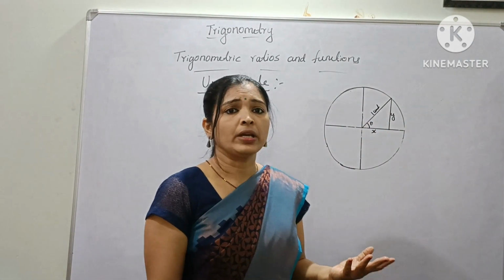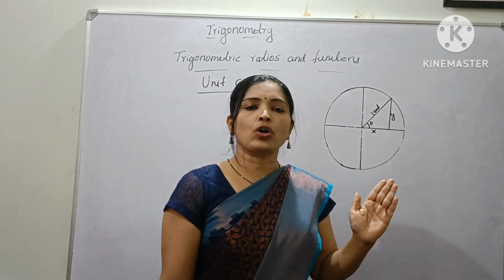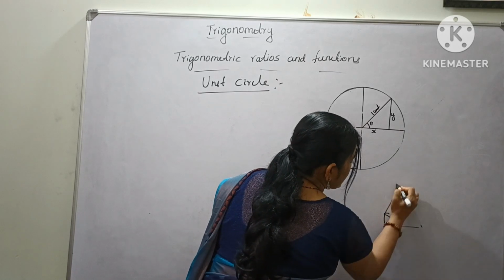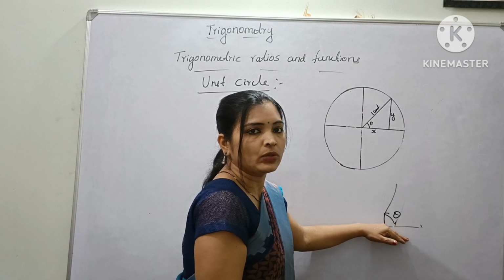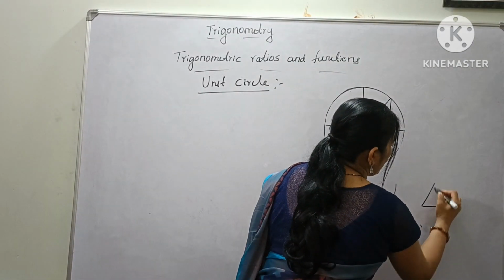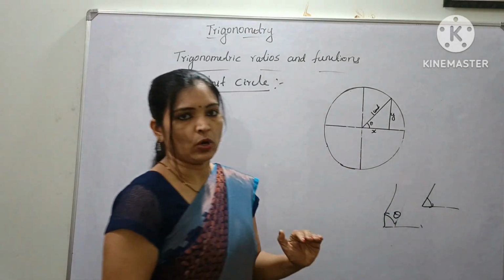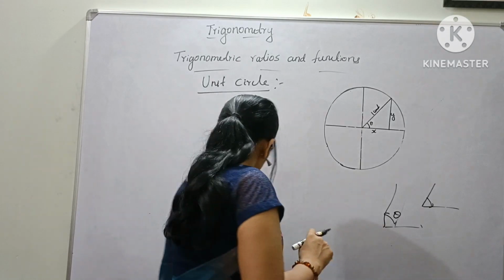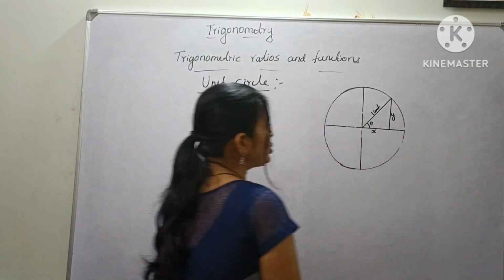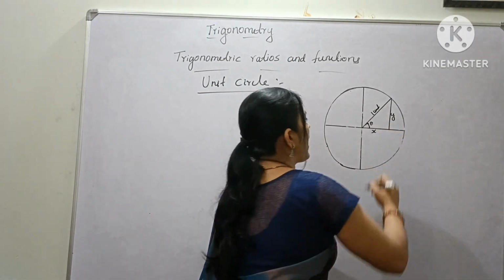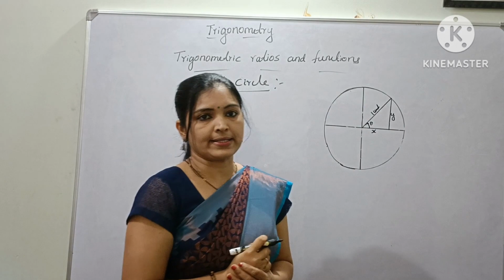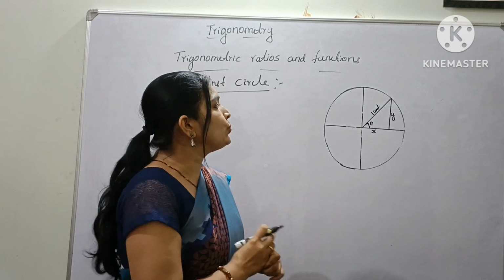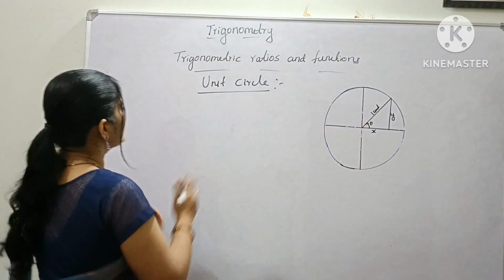What is positive angle? If a ray is rotating in anti-clockwise direction, then it makes a positive angle. If a ray is rotating in clockwise direction, then it makes a negative angle. Anti-clockwise direction, positive angle; clockwise direction, negative angle. So here let theta be the positive angle between a ray and the x-axis. Now let us see what are the trigonometric ratios in unit circle. We have first sin theta.